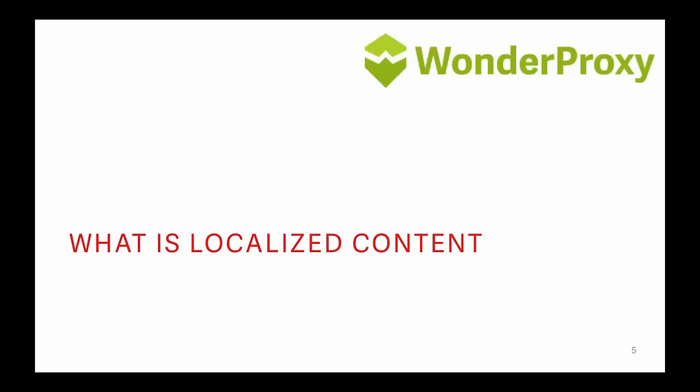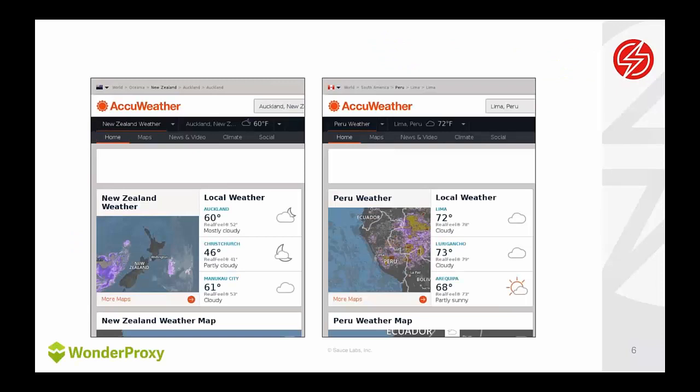So let's look at some examples of localized content. Here is the AccuWeather website. If you've been on the internet for a while, you probably remember in ye olden days, you'd go to a website to find out what the weather is, and then you'd spend a couple of minutes choosing your location and waiting for the page to refresh, and then finally it might tell you what the weather is supposed to be.